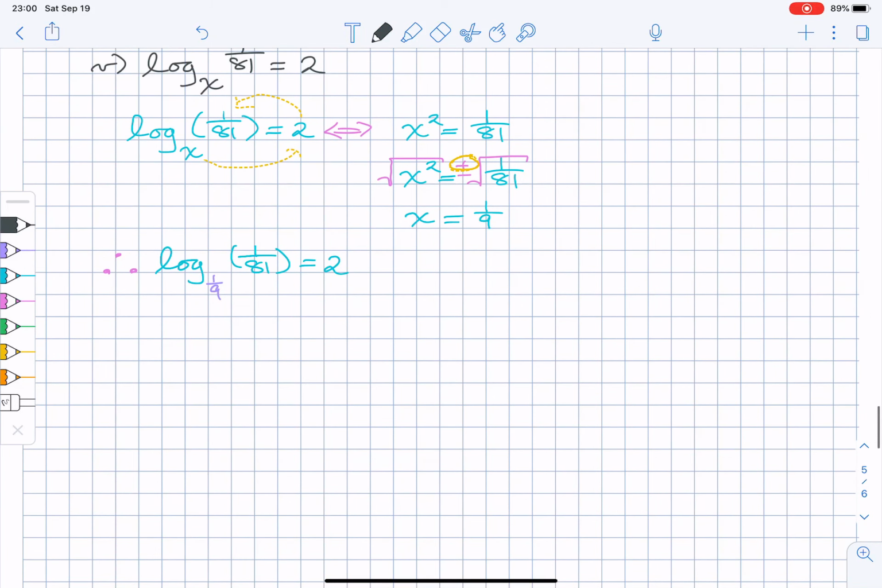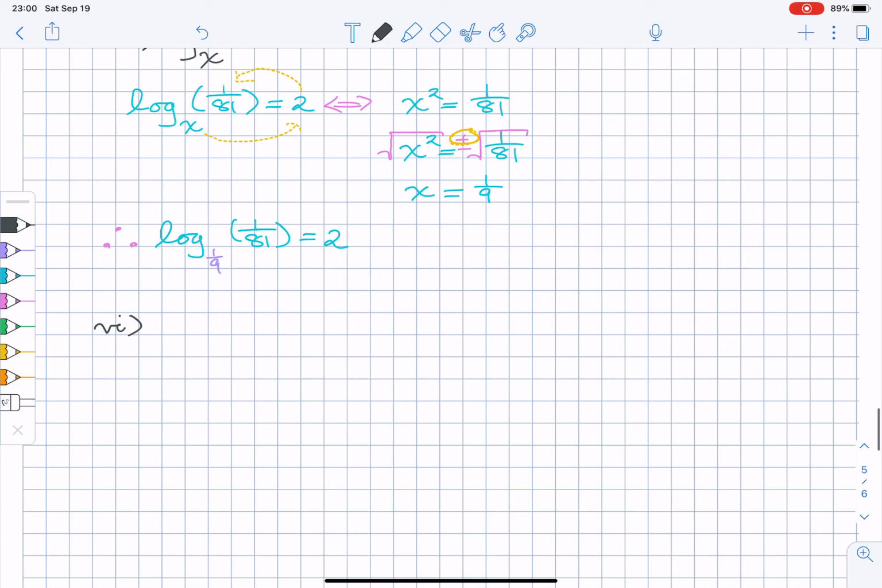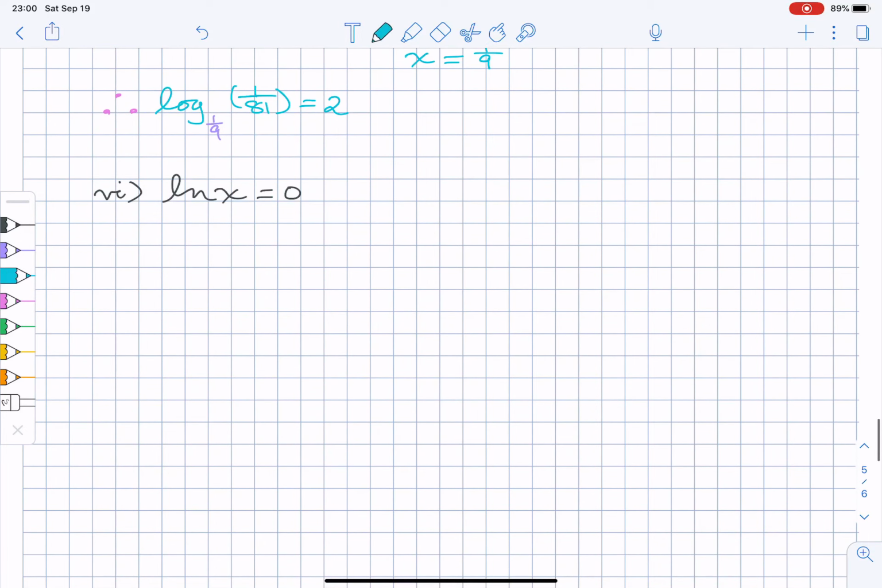Okay, so let's do another one, last but not least, for this little example. So let's say we have ln of x is equal to 0. Well, that's equivalent to saying log base e of x is equal to 0, because ln is the natural logarithm.